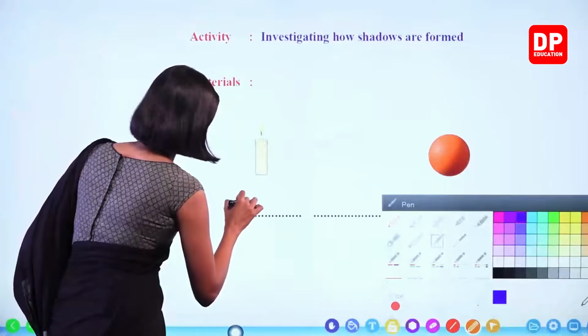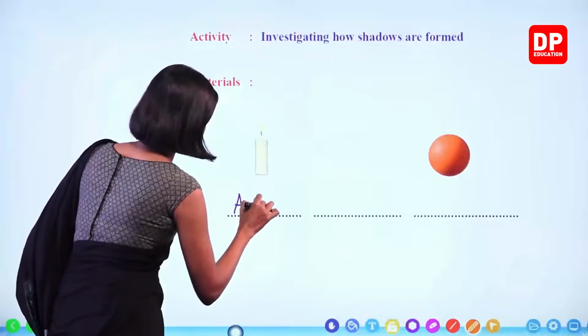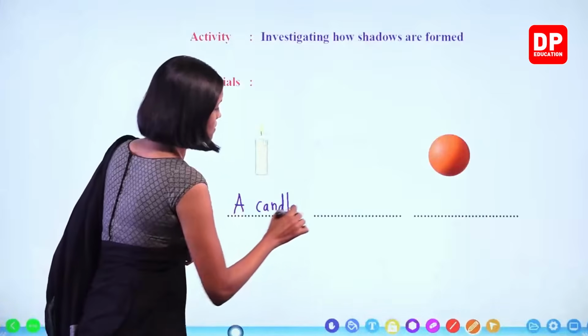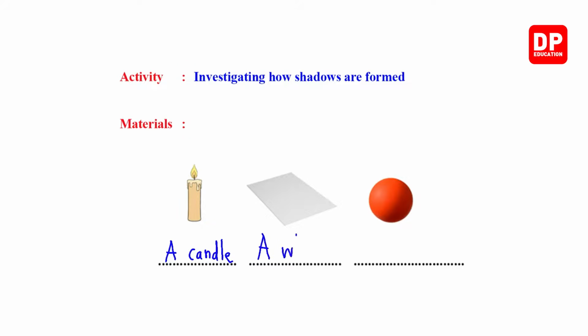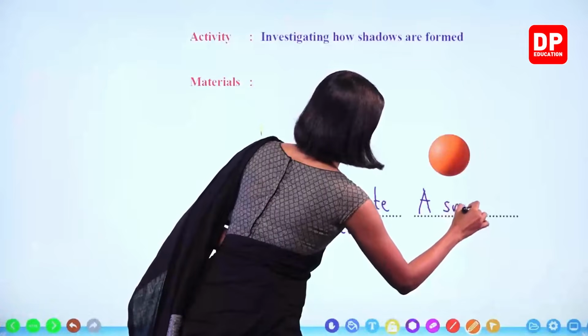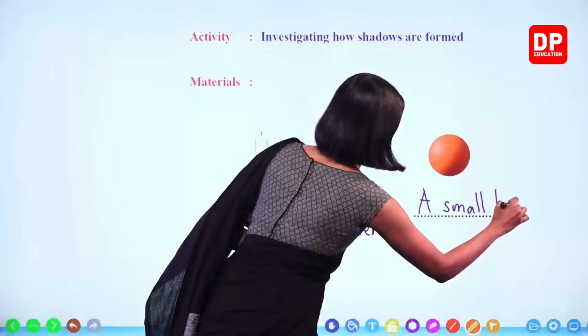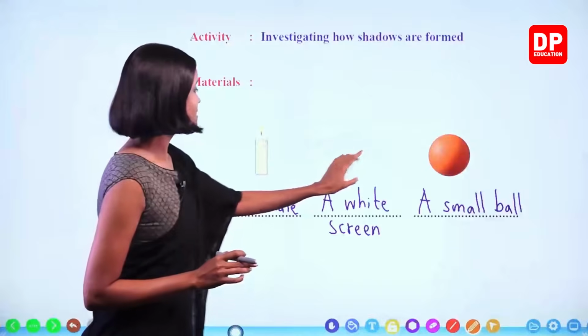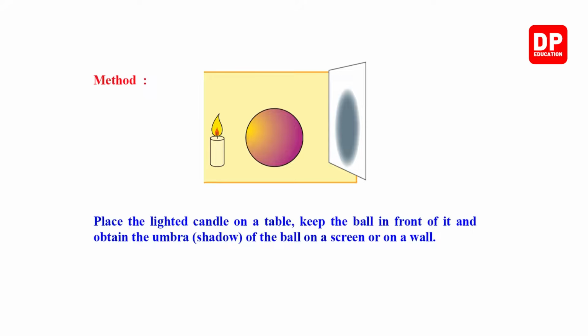Right. A candle. A white screen. You can use a white cardboard or even a white color board is fine, okay? A small ball. Right, children? A candle, a white screen, and a small ball, right? So we'll see how to do this one. Right. This is the diagram. Let's label it.